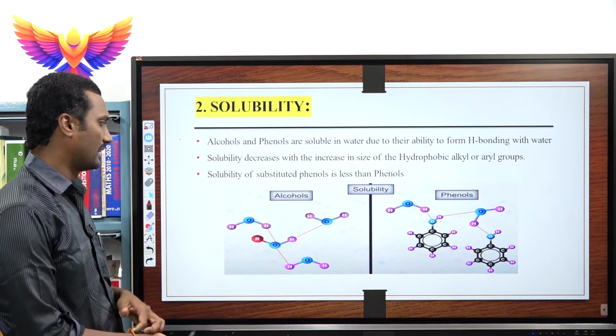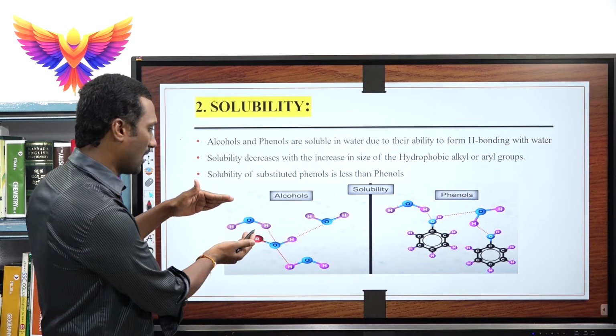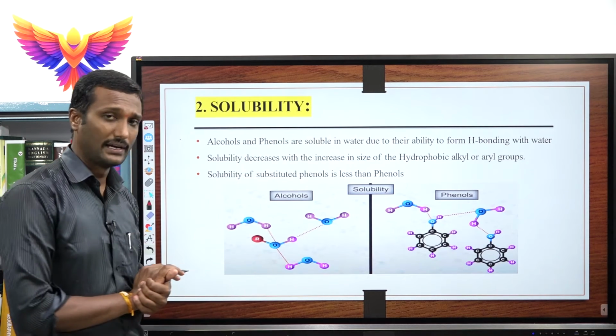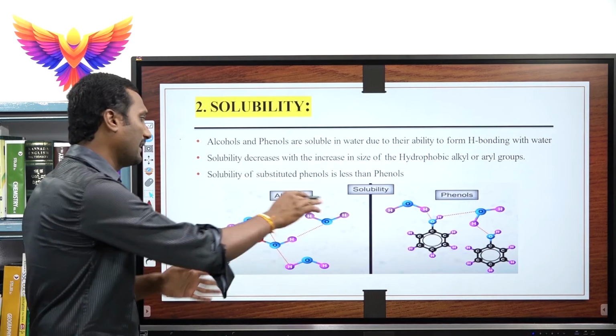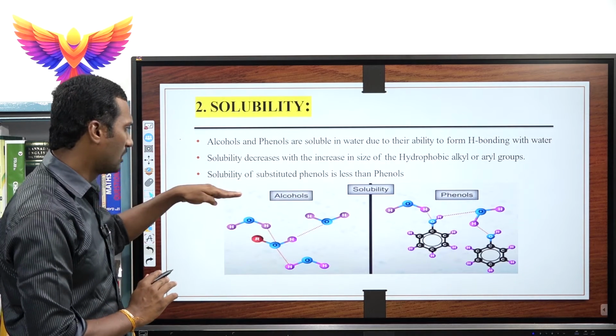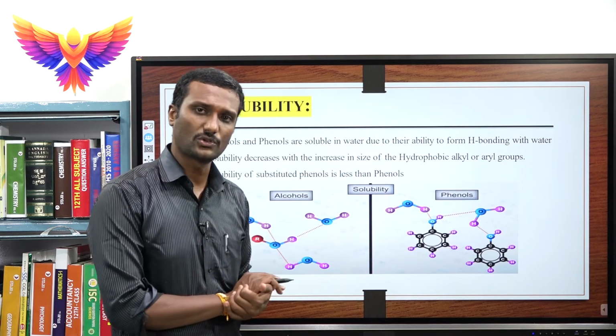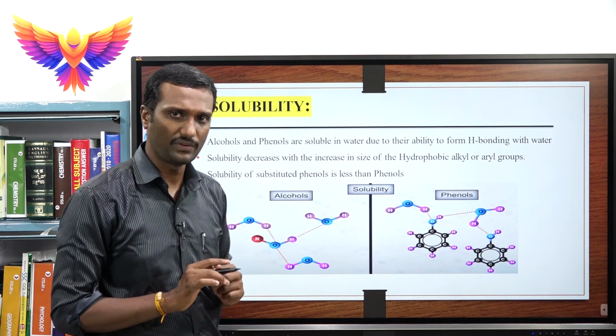What is the meaning of that? When you take this alcohol, we can see there is a formation of hydrogen bond. When you take the phenols, the solubility of the substrate phenols is less, meaning the phenols there is no substrate groups, right? Only one aryl group we have.